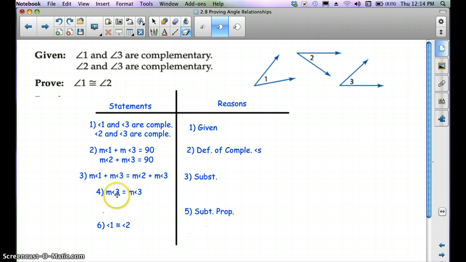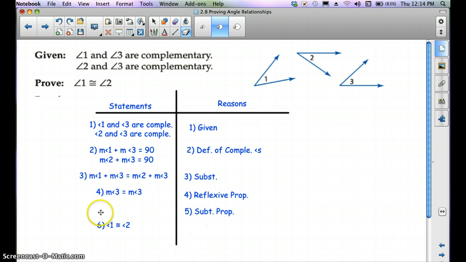Now I can say that these two angles equal each other. Measure of angle 3 and measure of angle 3, that equal each other. What property is that? Right, the reflexive property. I have to actually state that they're equal to each other.